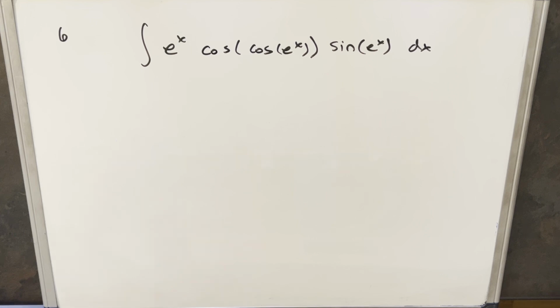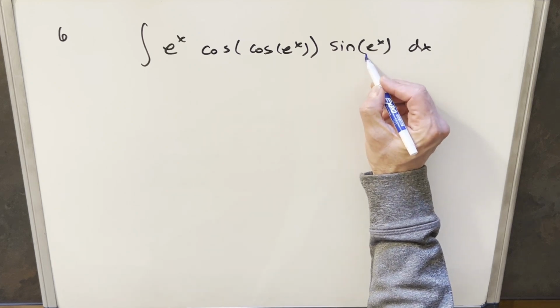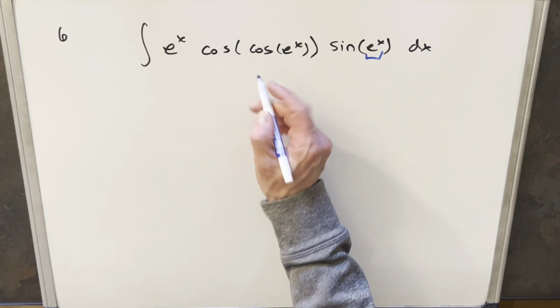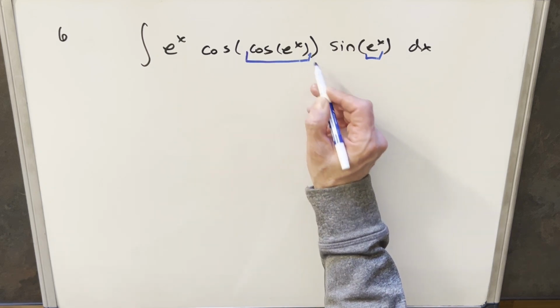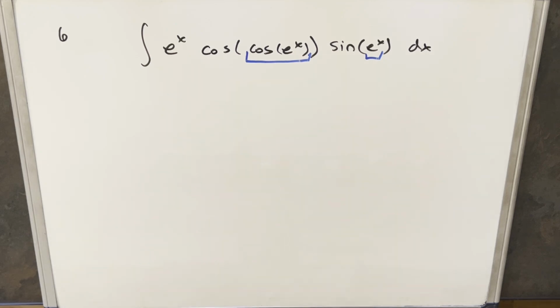Okay, the problem I noticed first is if we look at sine, we don't really want e to the x to be our input on sine. That's a problem. But then over here, we also don't want cosine e to the x to be the input on cosine. So we could do this at least a couple ways.